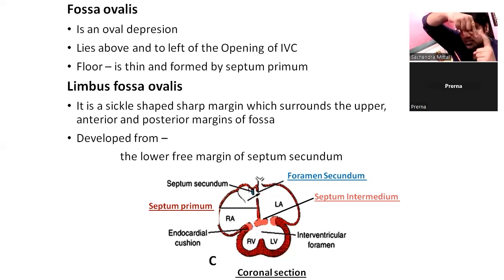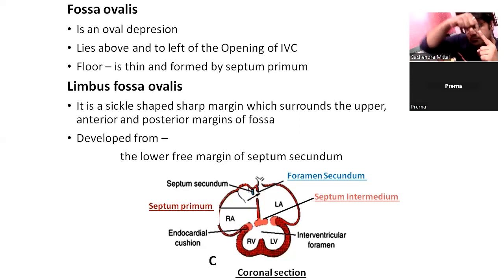Now look at this. The lower septum is the septum primum, the upper one is the septum secundum. So the septum primum formed the fossa ovalis, and above it the sharp margin that is formed by the septum secundum. So always remember, the septum secundum forms the limbus fossa ovalis, whereas the septum primum forms the fossa ovalis.